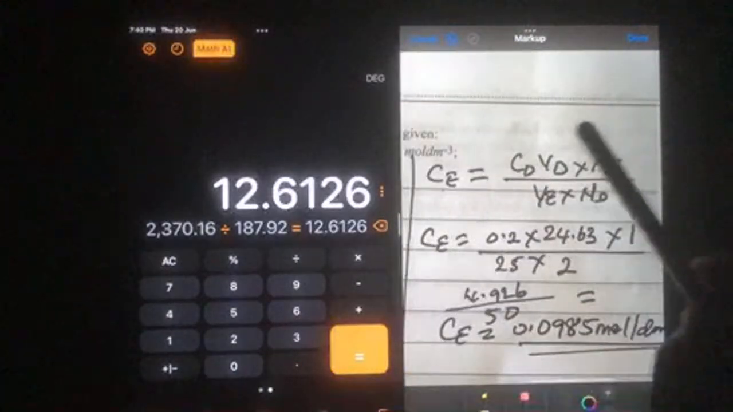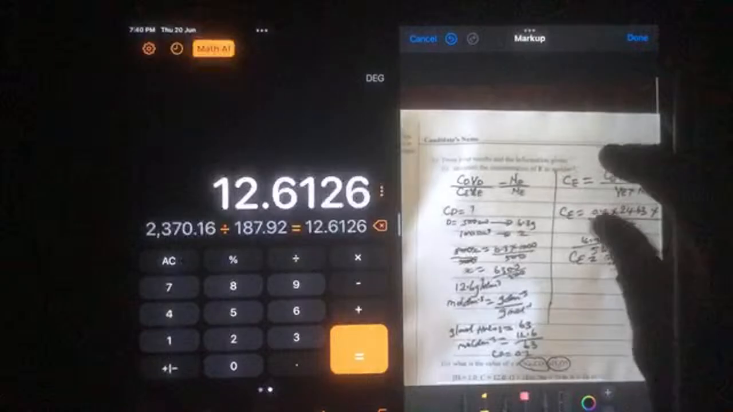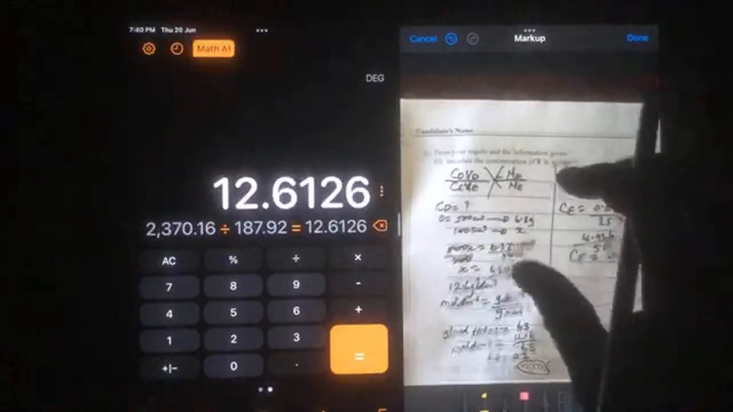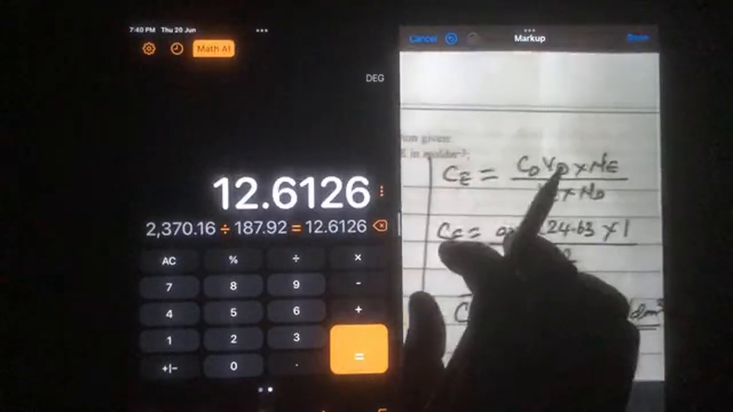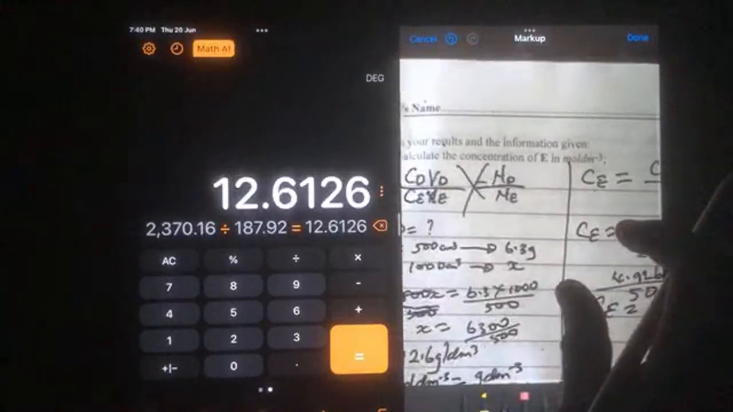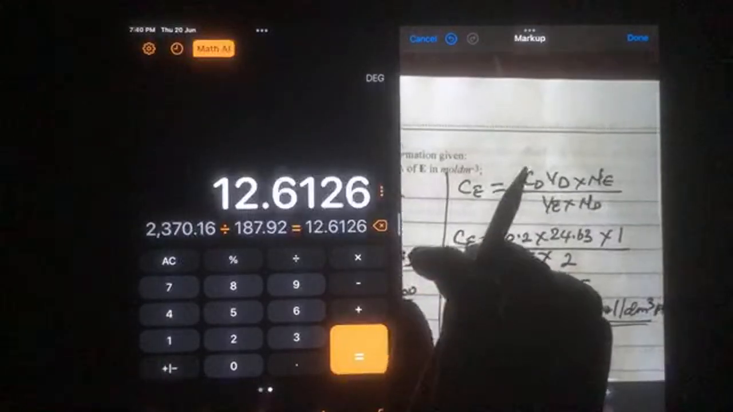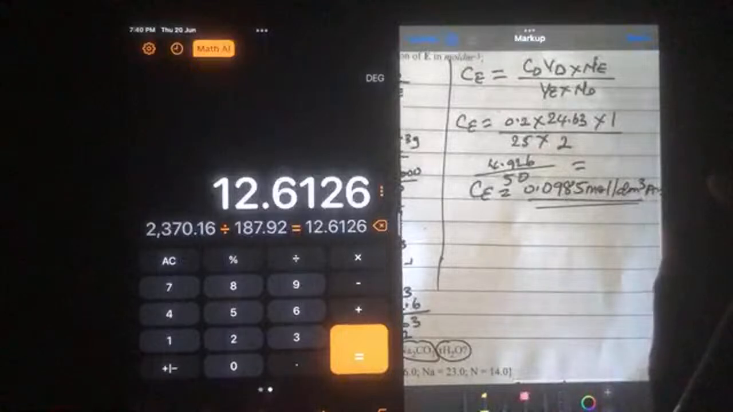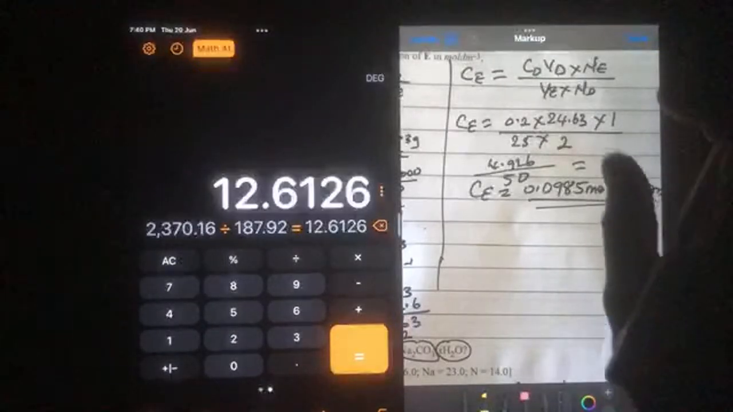Therefore, we have now that CE equal to CD. If we cross multiply this, it is very much correct. CEVE over ND. So you divide VE and ND. Yeah. So far, the calculation is correct.